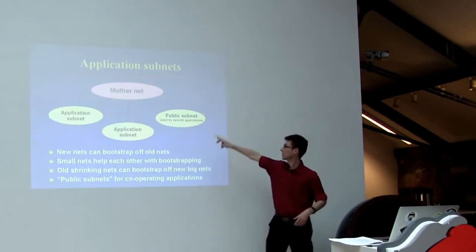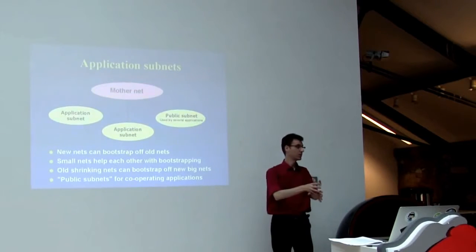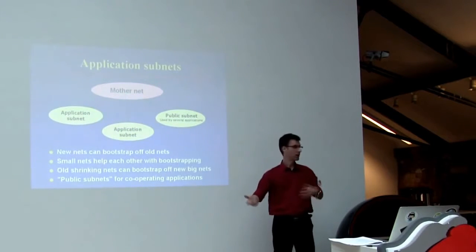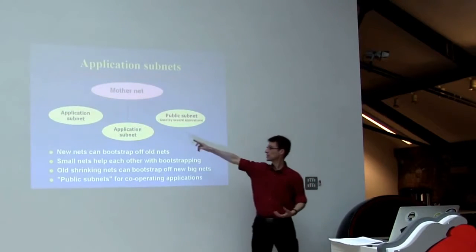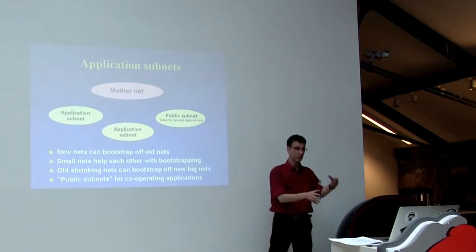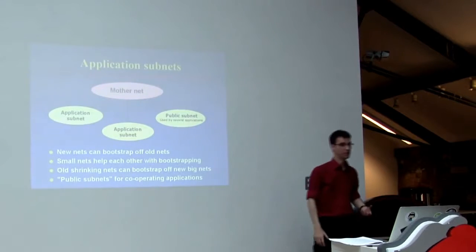You should also have public subnets, because sometimes two applications want to cooperate about the same thing. So it might be two chat applications using the same protocol. And they need perhaps one application subnet for one of them to count the number of users for that version of the software. But they, of course, take part in one where they actually do the chat room stuff.